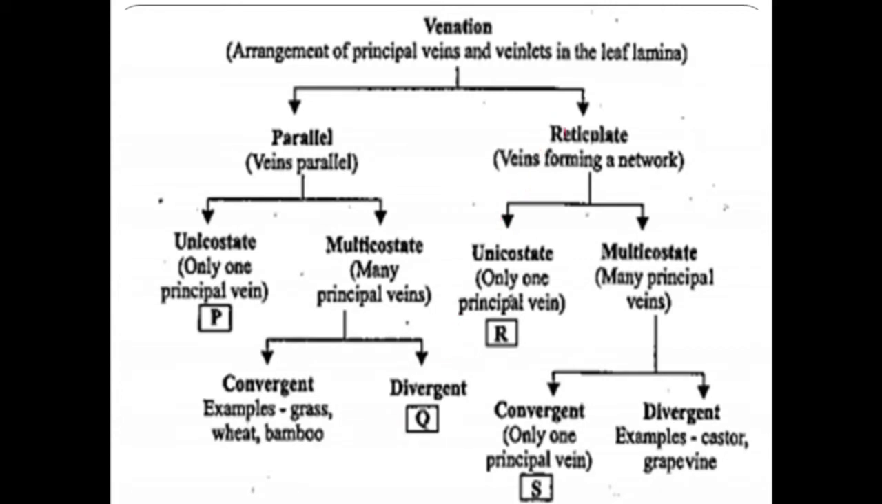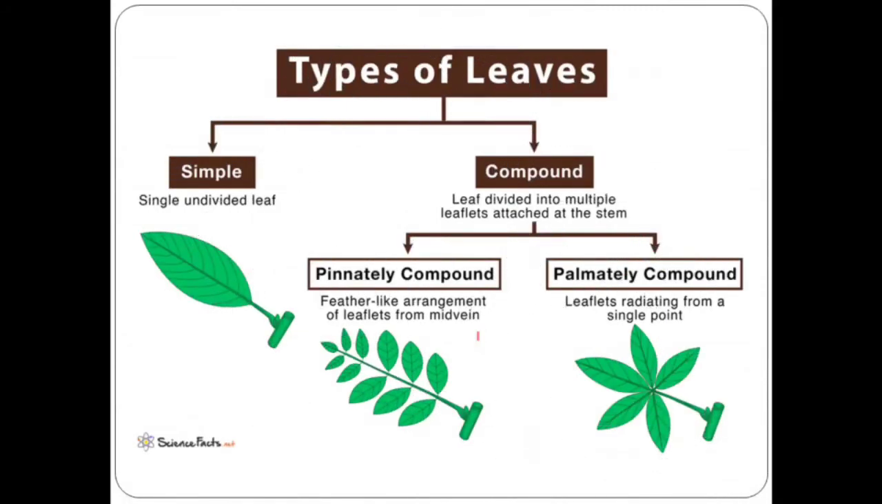Next we come to reticulate venation. Reticulate venation is again unicostate and multicostate. Unicostate means only one prominent vein is there. Multicostate means a number of prominent veins are there. For unicostate reticulate venation, you can take the example Mangifera indica, that is mango. Next we go through the types of leaves.